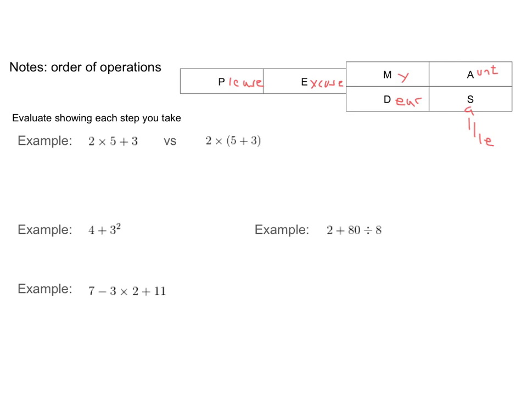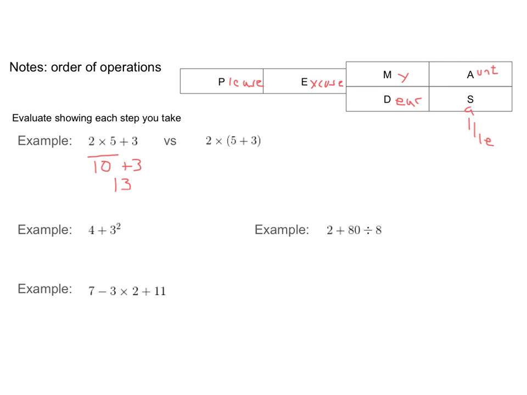The one practice I want us to get into is always underlining the first step. For this first example, we have multiplication and addition. We know from our order that multiplication comes first, so I'm going to underline that and then evaluate that. Of course, 2 times 5 is 10. And then we add the plus 3, and you get a final answer of 13.